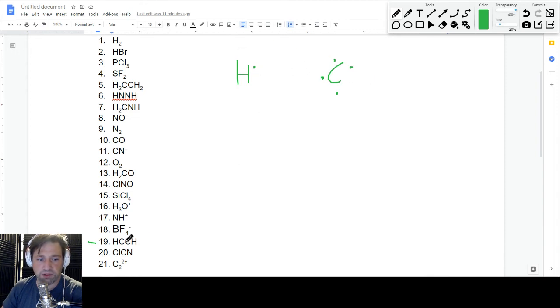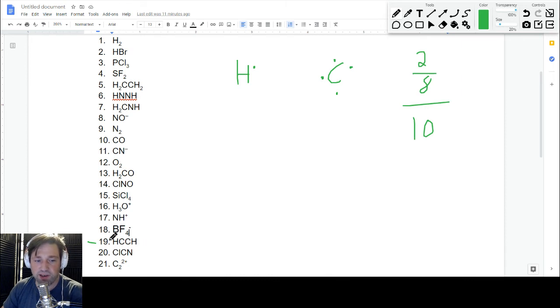Now we have 2 hydrogens and 2 carbons. So 2 hydrogens at 1 apiece is going to give us 2 electrons. Then 2 carbons at 4 apiece is going to give us 8 electrons. If we add those together, we get 10 electrons. Okay, now let's go through and arrange these guys.